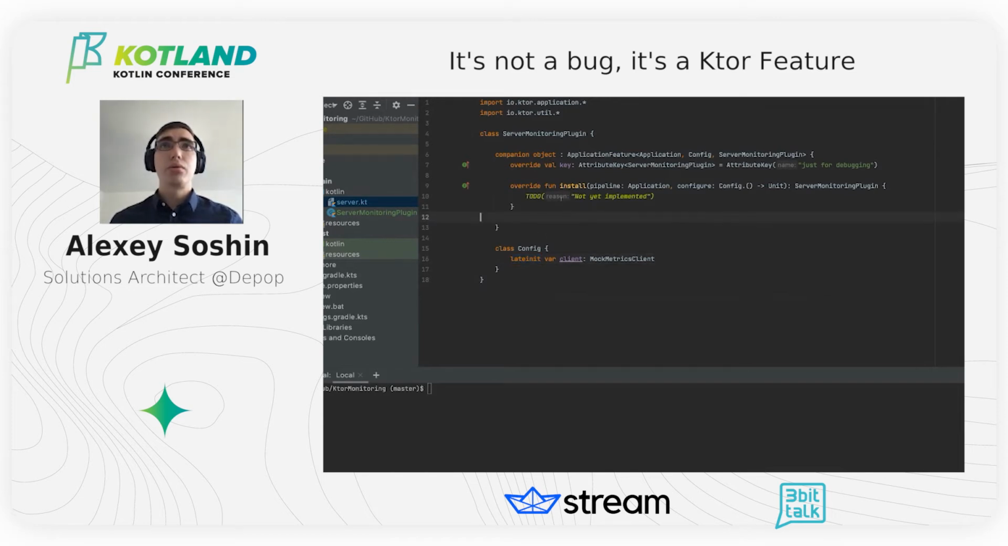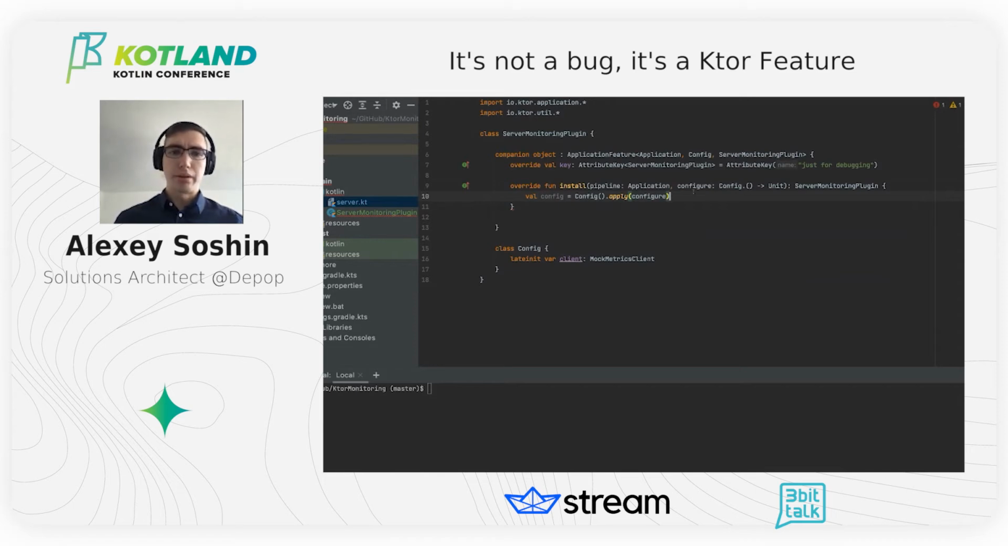So let's go back to our install method now. We have the mock metrics client that we want to use in our config. To read that config, we will use the apply function. We'll create an empty config, and then we will invoke apply on the block that was passed to us.